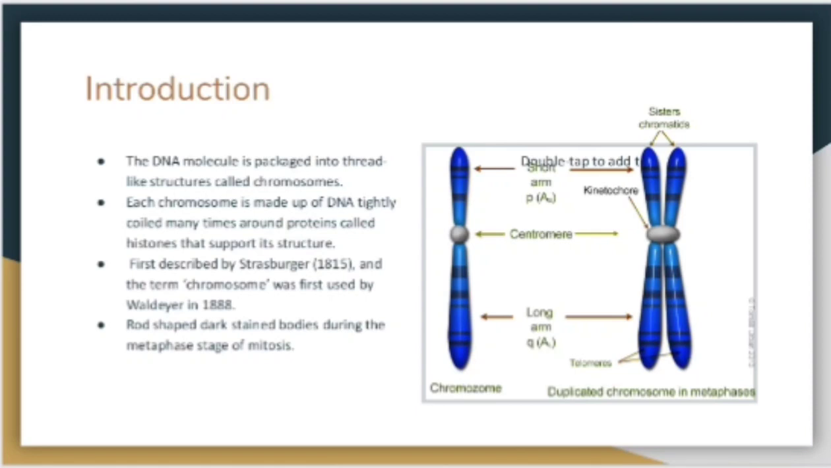Chromosomes were first described by Strasburger in 1815 and the term chromosome was first used by Waldeyer in 1888. They appear as rod-shaped dark stained bodies during the metaphase stage of mitosis when cells are stained with a suitable basic dye and viewed under a light microscope.